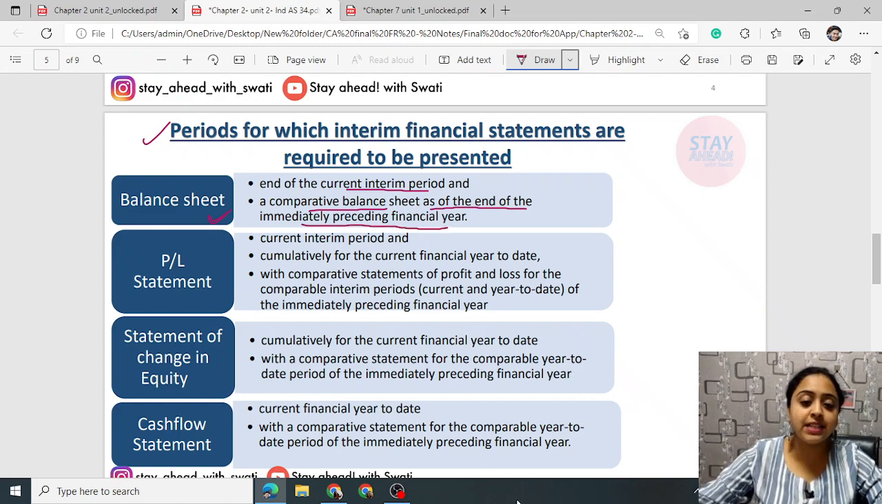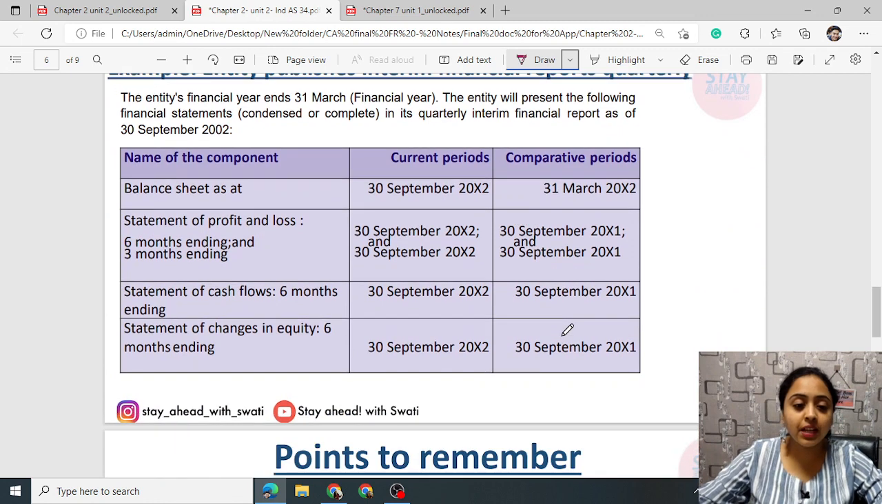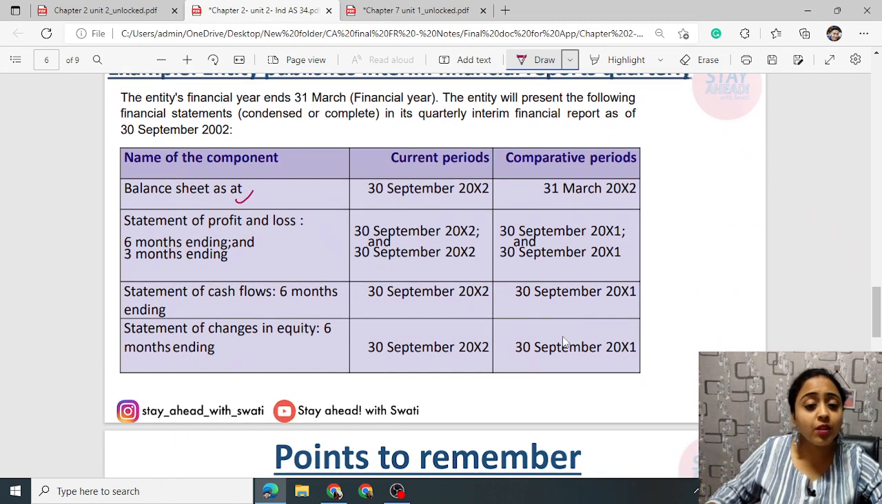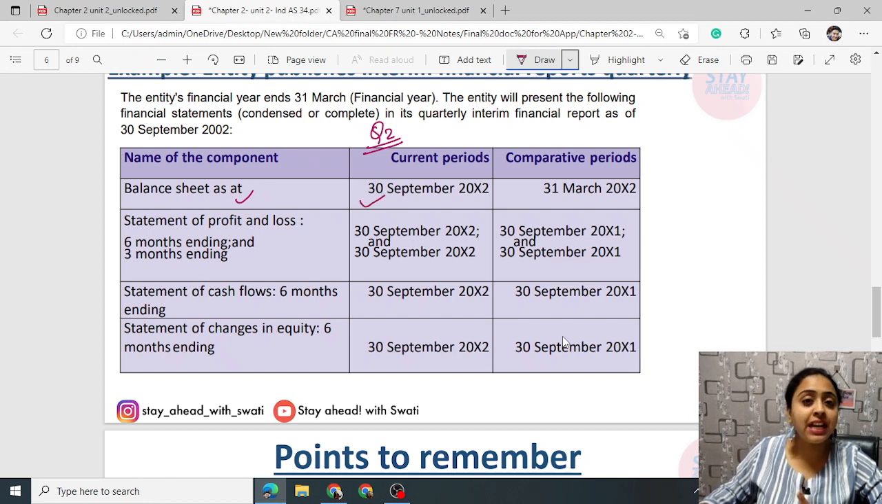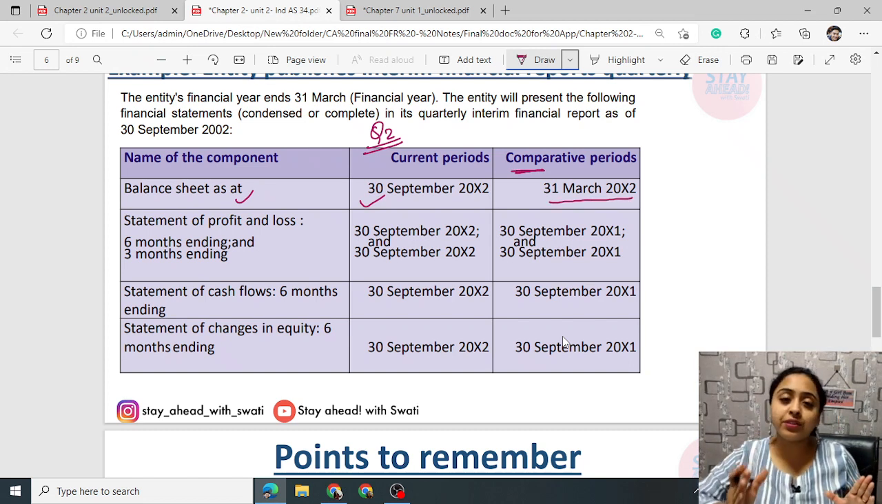For example, if we talk about the balance sheet for quarter 2, which ends at 30th September, you have to present the 30th September balance sheet and a comparative balance sheet of 31st March 2022. That is, the annual financial statement as well as the quarter statement. For quarter 3, you have to provide figures of 31st December and the comparative period of 31st March 2022.